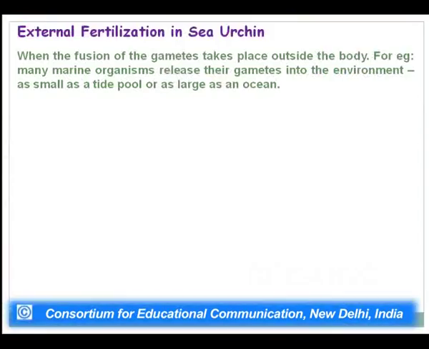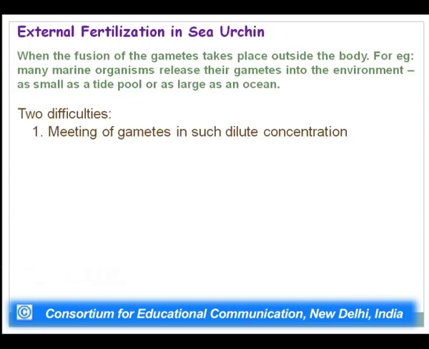So today we talk about external fertilization. By external fertilization, we mean when the fusion of gametes takes place outside the body. For example, many marine organisms release their gametes into the environment. This environment can be as small as a tide pool or as large as an ocean. So when the fusion of the gametes takes place outside the body of an organism, it is termed external fertilization. Now, external fertilization faces two difficulties.